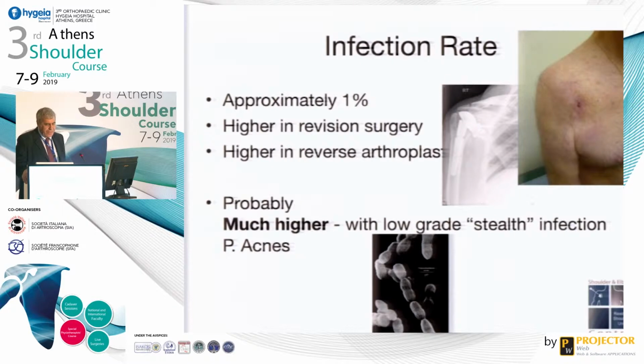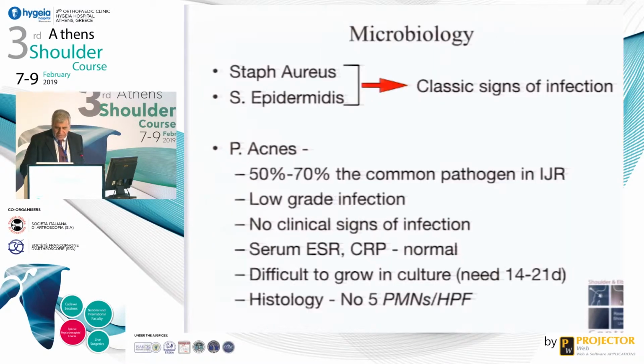So infection rate is approximately 1%, and it's higher in revision surgery and higher in reverse arthroplasty. And again, it's probably much higher, as we heard from the previous speaker, because of the low-grade stealth infection with the P. acnes, or C. acnes called now, to confuse us.